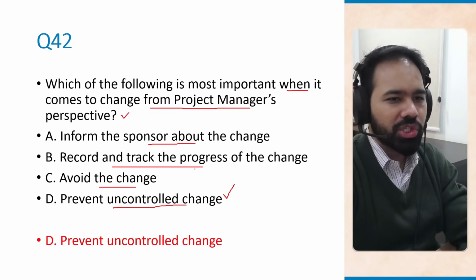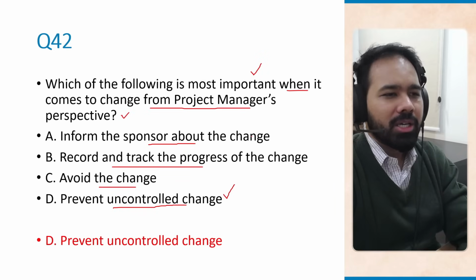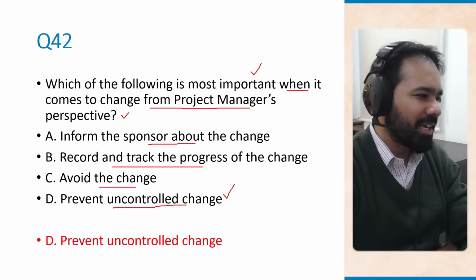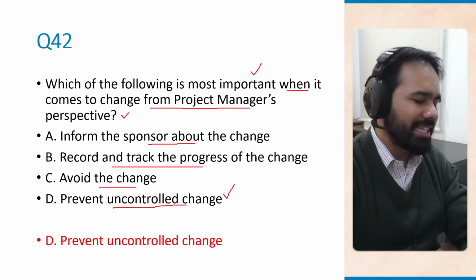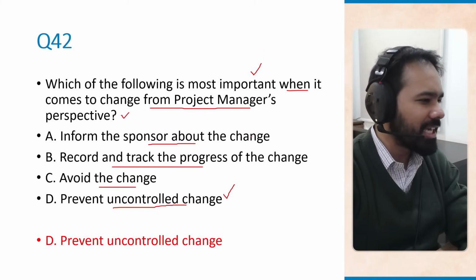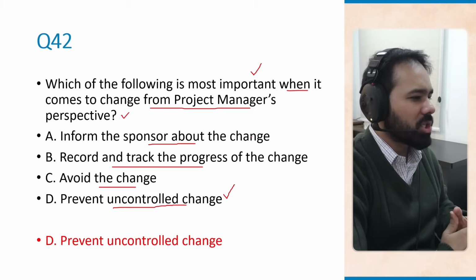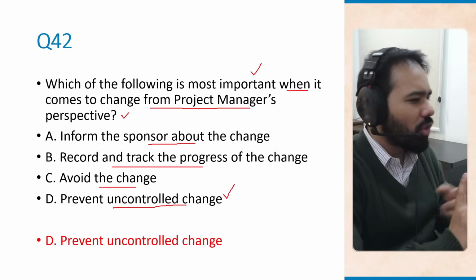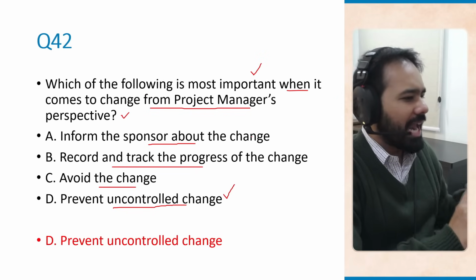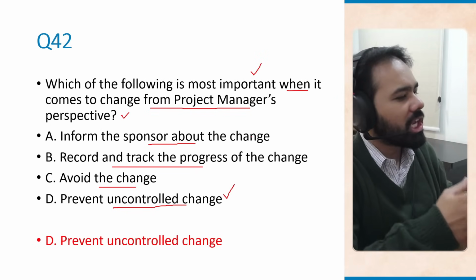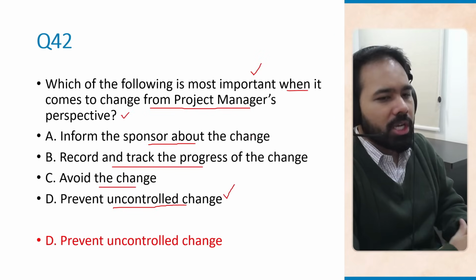Preventing uncontrolled change is actually the most important critical point when it comes to the perspective of the project manager, right? This is the top priority, preventing uncontrolled change, which is also known as scope creep. So all changes must go through the change control process. When it comes to informing the sponsor or tracking changes, all of these are important, but all of these come after the change request is approved.